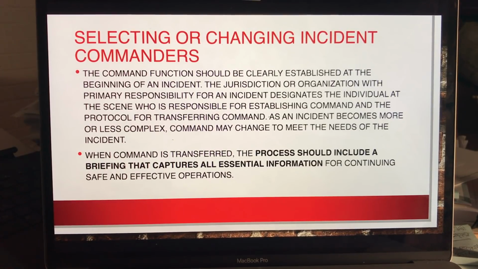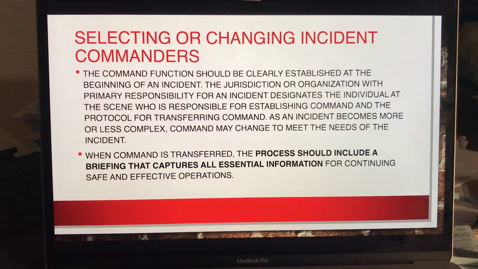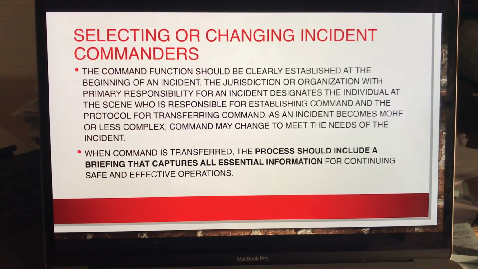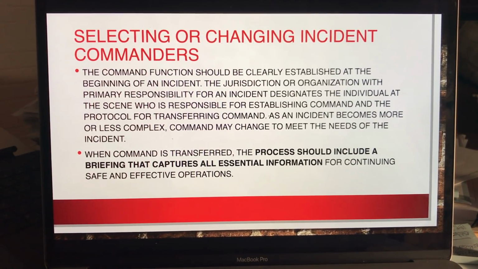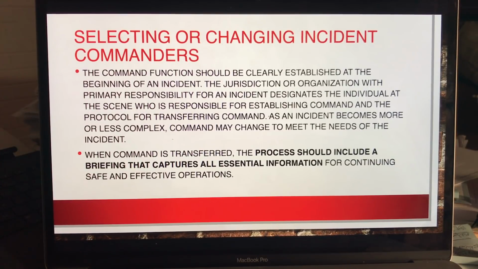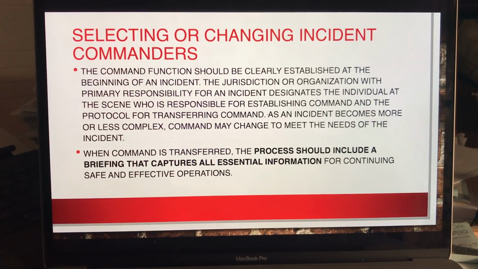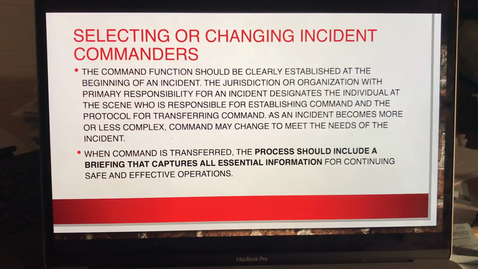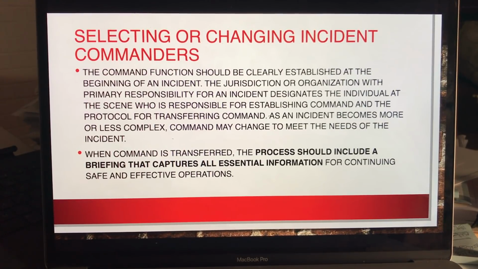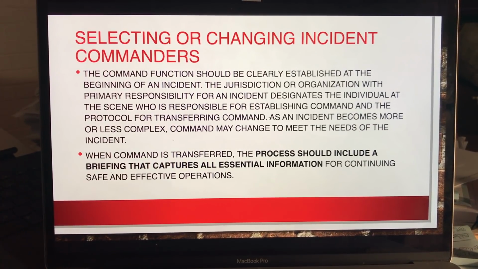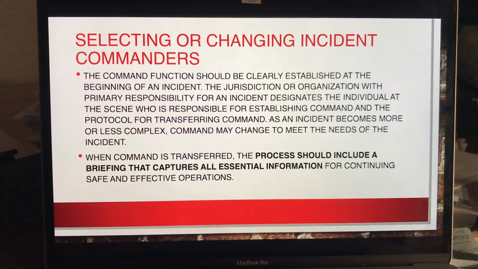The command function should be clearly established at the beginning of an incident. The jurisdiction or organization with primary responsibility for the incident designates the individual at the scene who is responsible for establishing command and the protocol for the transfer of command. As an incident becomes more or less complex, command may change to meet the needs of the incident. When command is transferred, the process should include a briefing that will capture all essential information for continuing safe and effective operations.